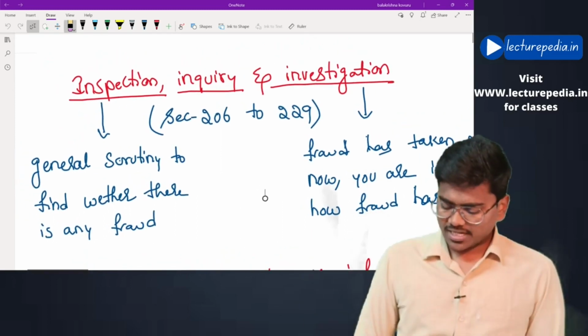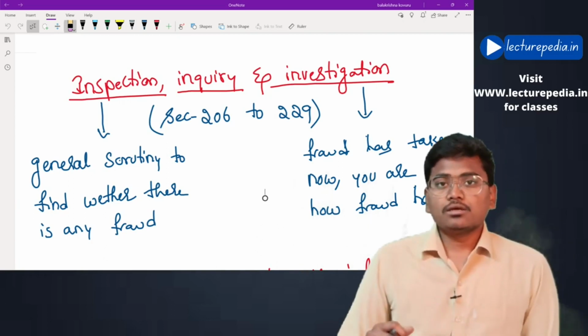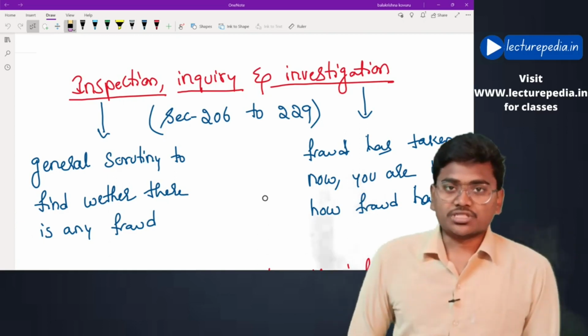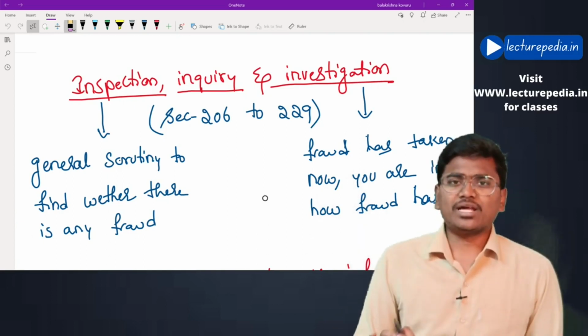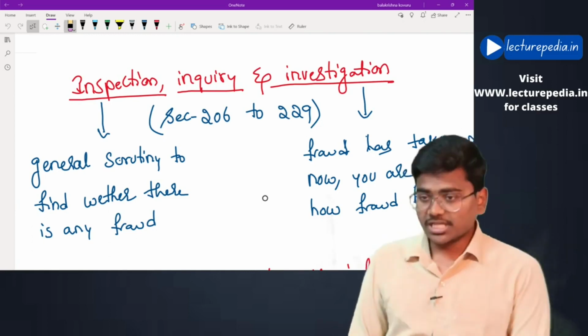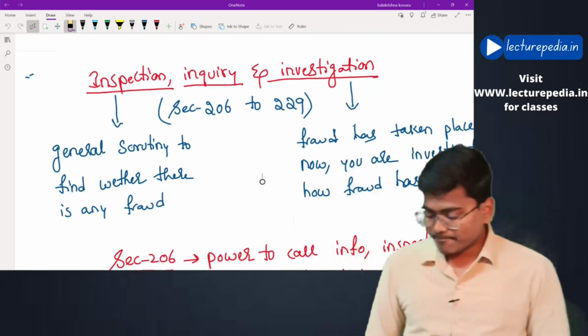Now what is inquiry? Inquiry means asking some questions, expecting some answers to the questions. Inquiry is just asking some questions. That would be the difference between inspection, inquiry and investigation.